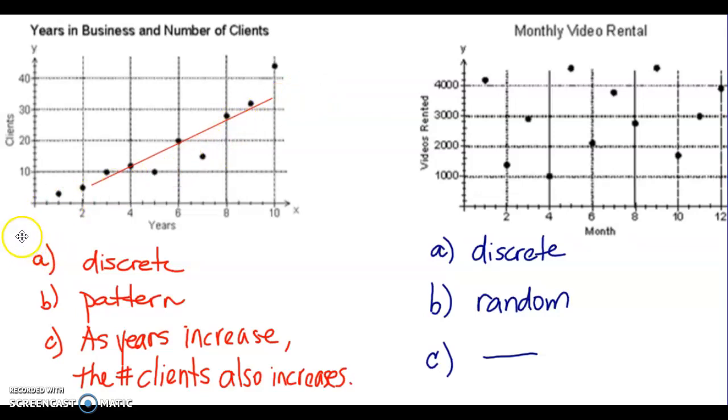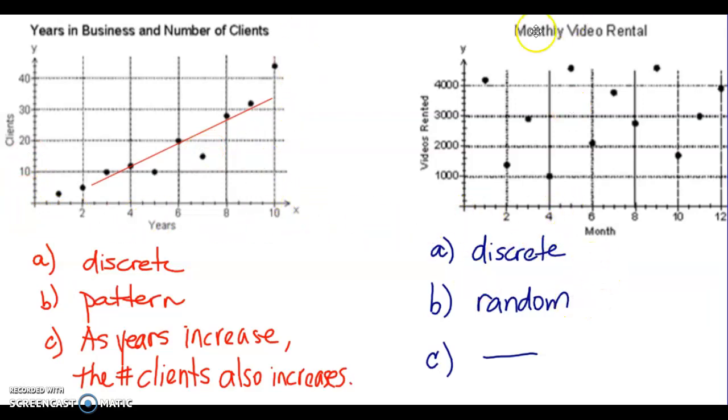And if I ask you to describe this relationship, well, I would say that as the number of years increases, the number of clients also increases. So the longer this company is in business, the more clients it has. And that's why I drew in that red line to help me describe that. As X gets bigger, Y gets bigger.